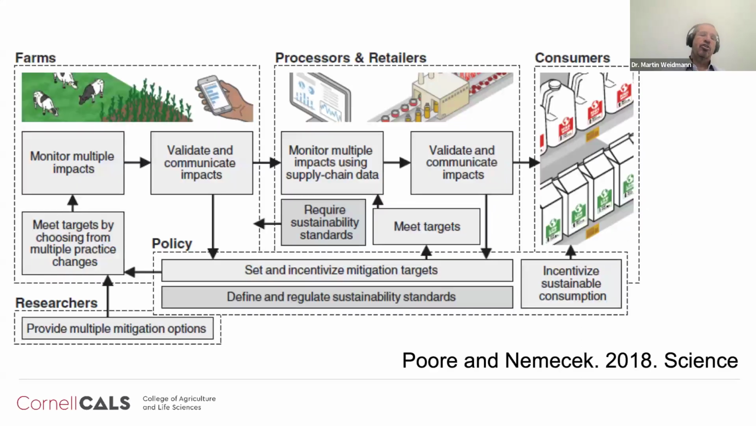We need to have the digital infrastructure to allow for this. The idea of this was outlined in a paper in Science in 2018 that illustrates the integration of farmers with processors and retailers and consumers in terms of monitoring impacts, communicating these impacts, monitoring throughout the supply chain, and incentivizing sustainable consumption, which is exactly what our smart labels, I'm going to call them, would do, and integrating all of that into a single platform that feeds real-time data into shelf life prediction.